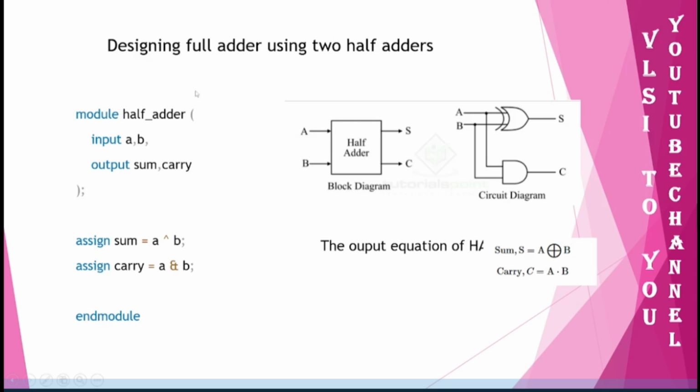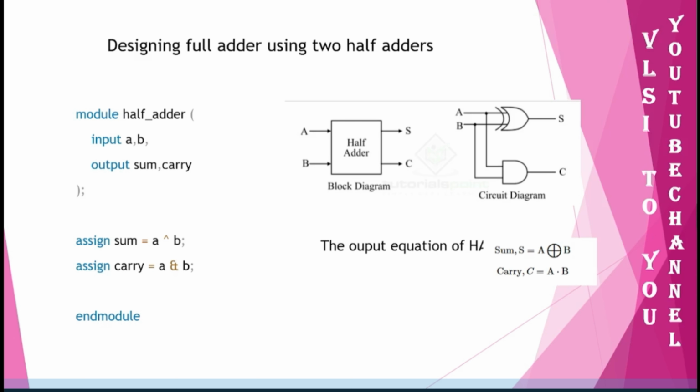Since this is the full adder using two half adders, first I am just writing the code for my half adder, a, b, sum, carry. I am writing it in data flow modeling. So assign sum equal to a xor b, assign carry equal to a and b. This I think you understand, right? And this is just my half adder. But what I want is a full adder using two half adders.